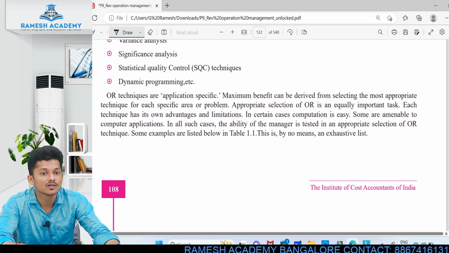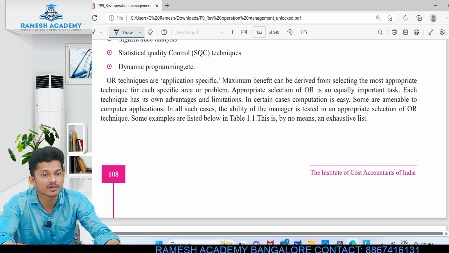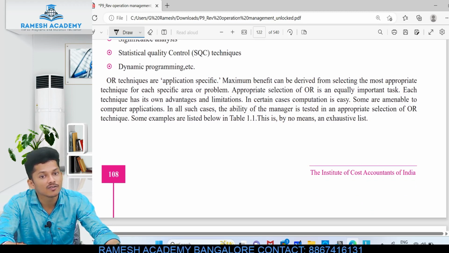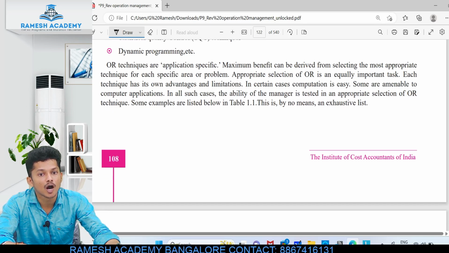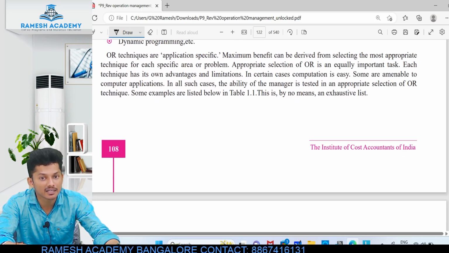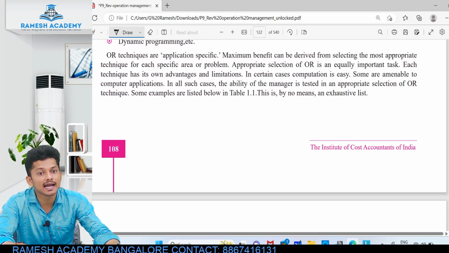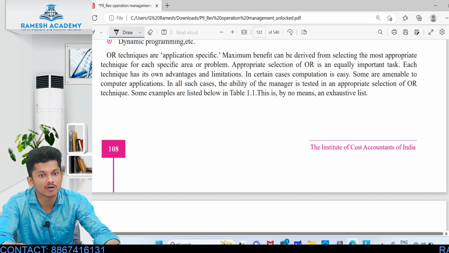Okay, next. OR techniques are application specific. Maximum benefit can be derived from selecting the most appropriate technique for each specific area or problem. Appropriate selection of OR technique is an equally important task. Each technique has its own advantages and limitations. In certain cases, computation is easy. Some are amenable to computer applications. In all such cases, the ability of the manager is tested in the appropriate selection of the OR technique.